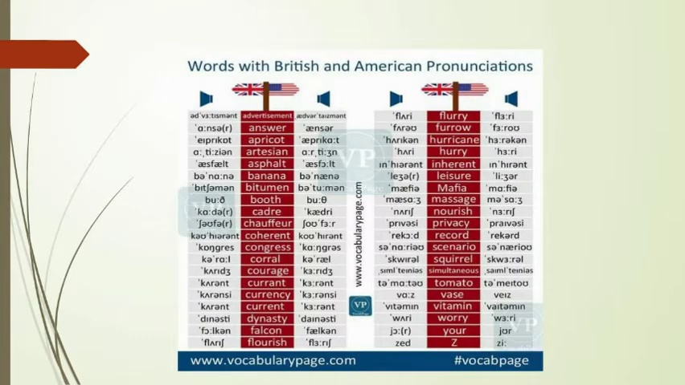This slide is the example of accent. We can see that British and American have different accents, and they have different pronunciations. The example is the word answer. In British, it's called answer, and in American, it's called answer. That's the difference of accents.